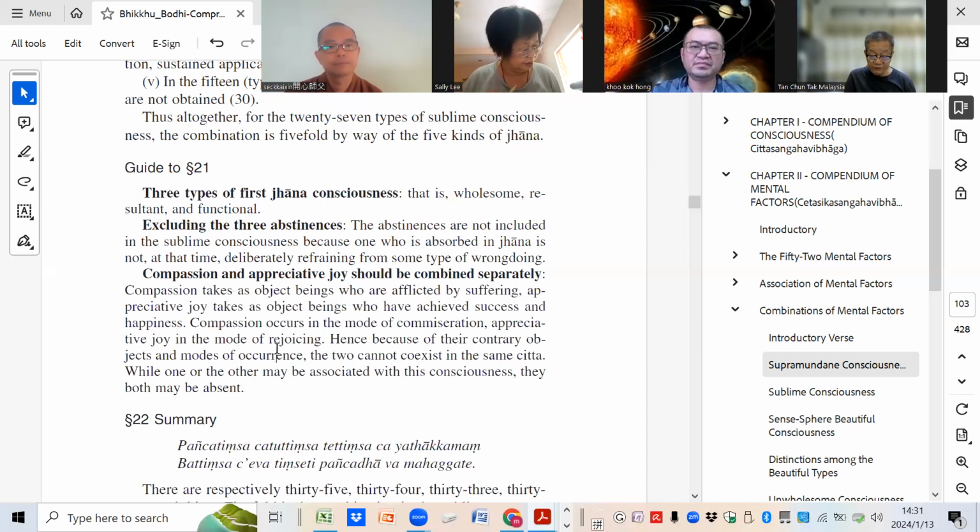Compassion and appreciative joy should be combined separately. Compassion takes as subject beings who are afflicted by suffering. Appreciative joy takes as subject beings who have achieved success and happiness. Compassion occurs in a mode of commiseration, appreciative joy in the mode of rejoicing. Hence, because of their contrary objects and modes of occurrence, the two cannot coexist in the same citta. While one or the other may be associated with this consciousness, they both may be absent.